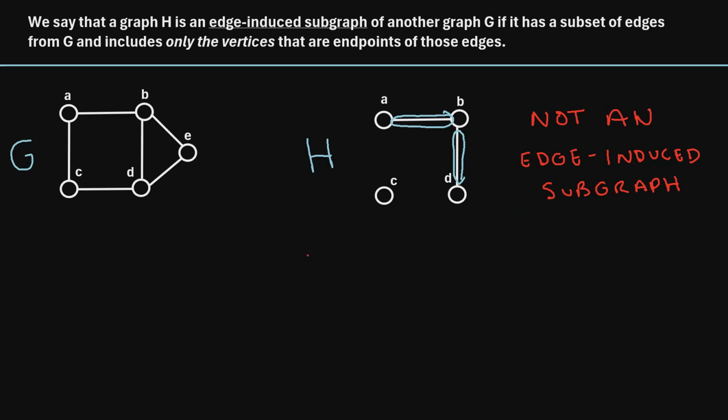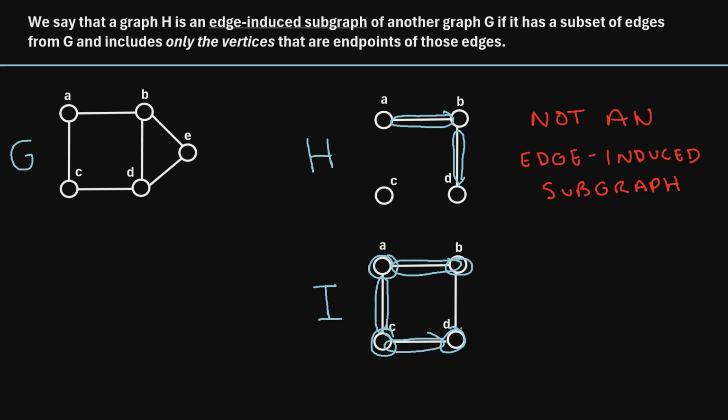But now let's consider another graph I. So this graph I contains 1, 2, 3, 4 of the original vertices from graph G, and we can see that it contains 1, 2, 3, 4 of the original edges from graph G. So because all of the vertices and all of the edges in this graph also exist in graph G, we would say that graph I is a subgraph of graph G. To check if it is an edge-induced subgraph, we just need to check for each of the 4 edges that we've included in this graph, are only the vertices that are the endpoints of those edges included? We would say yes. So only the vertices that are actually touching the edges are included.